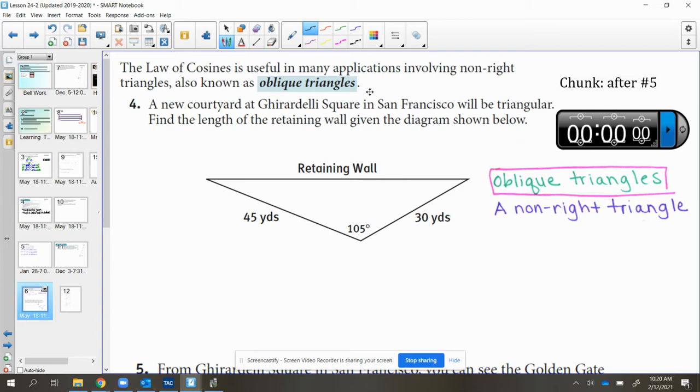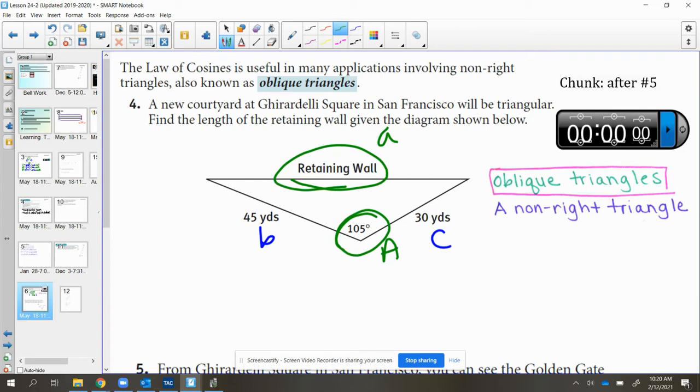So in number 4 on page 327 in your book, we see this diagram of the Ghirardelli Square in San Francisco, and we have this retaining wall here, and then we have these distances, and we want to figure out the length of the retaining wall. So with the law of cosines, we have the angle in between two sides, and we're looking for the side across from it. You could think of this as big angle A, and side little a, and then we have b and c.